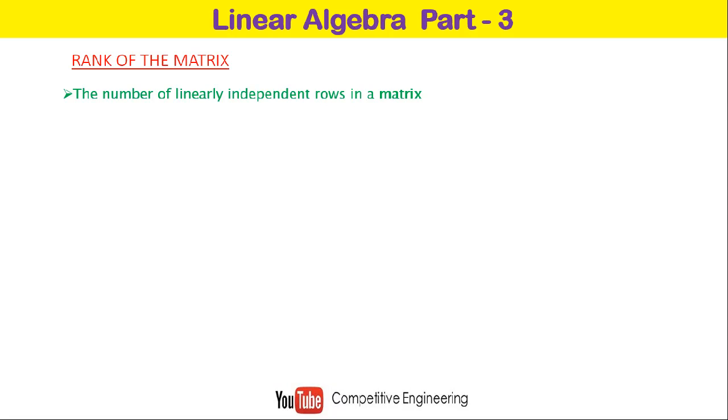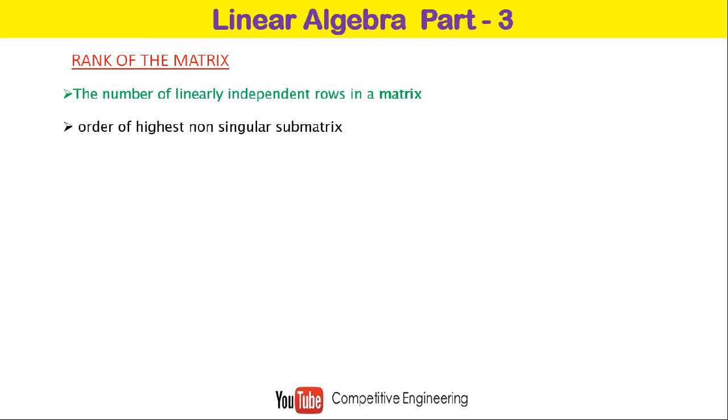So we have a matrix A. There are a number of rows. If it has m rows and n columns, it's an m by n matrix. So the rank of the matrix is the number of linearly independent rows in a matrix. There will be different rows. If the rows are linearly independent, then how many such linearly independent rows are there? That is the rank of the matrix.